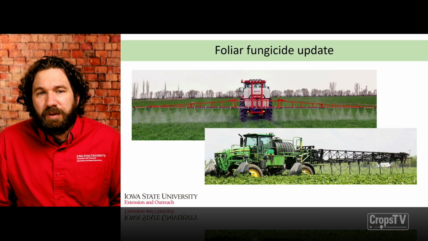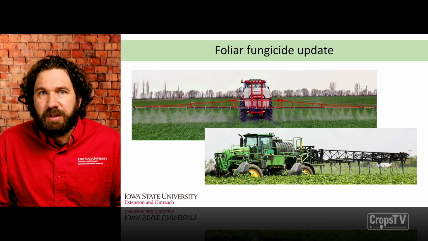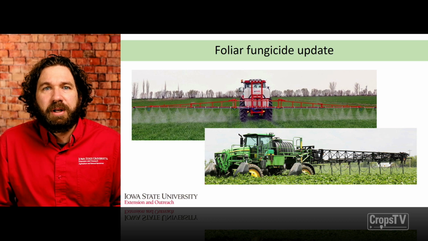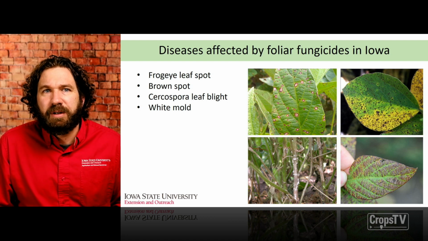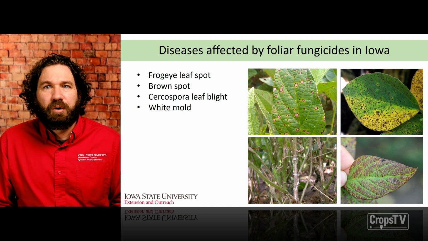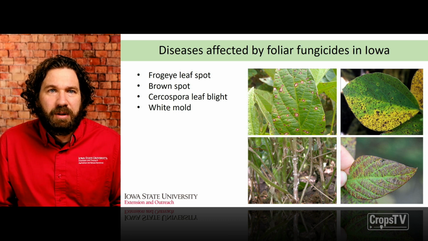All right, let's move on to the second part of this talk, and that's going to be foliar fungicide update. And this one is just mostly going through what we find in Iowa. So this is going to be pretty Iowa specific. So the foliar diseases that we typically see in Iowa that would be affected by a foliar fungicide, frog eye leaf spot is probably the main one.